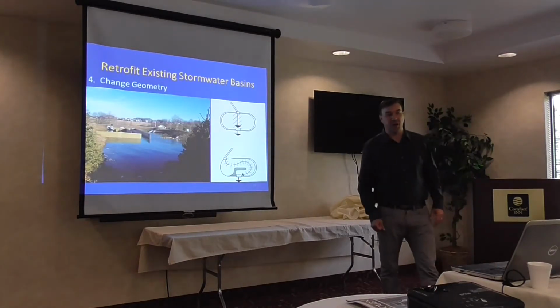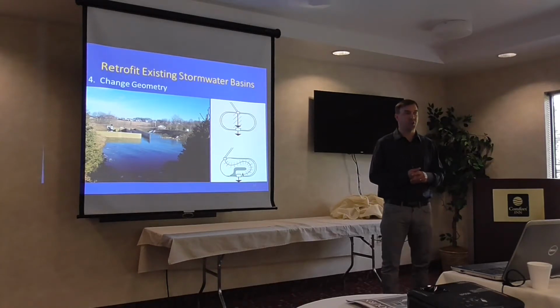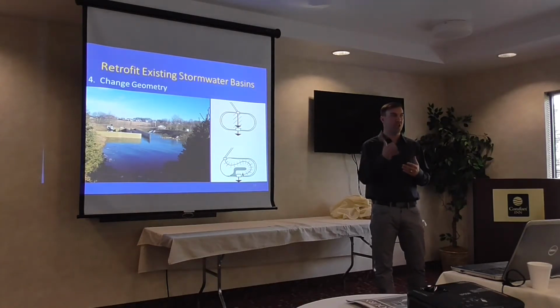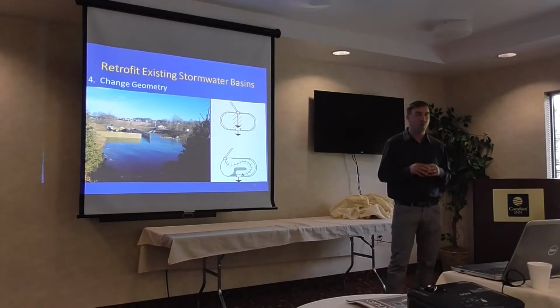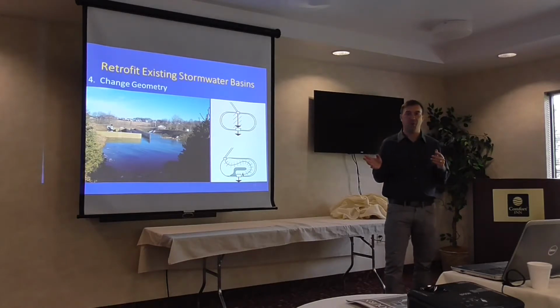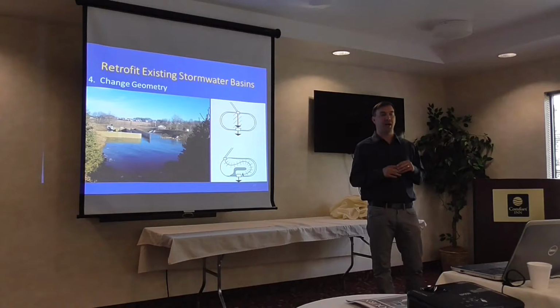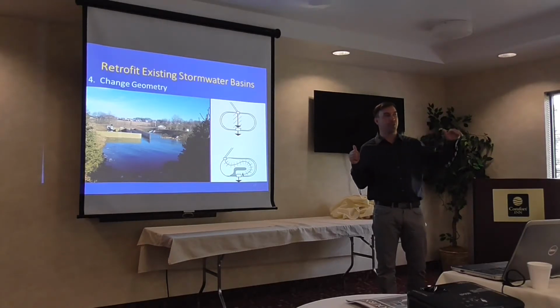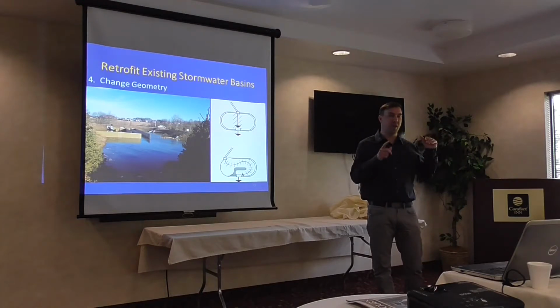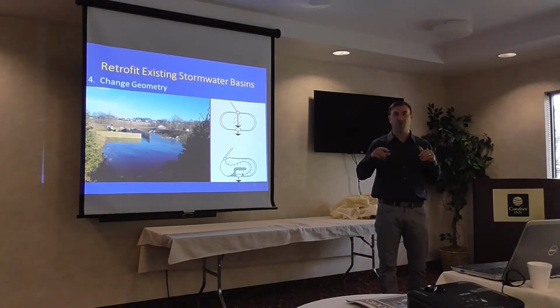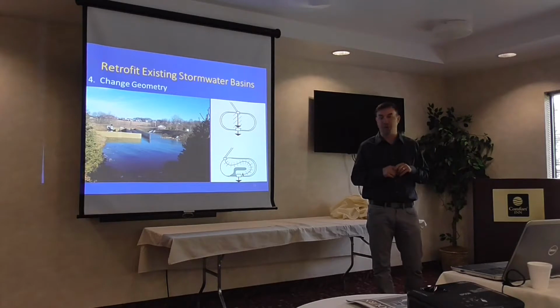The other one to think about is changing the geometry of it. We looked at some of these, a straight shot, water goes in, water goes out. What we really want is a longer residence time, a longer flow path. So again, looking at that routing, where's the inlet, where's the outlet, how does water travel through this BMP, and can we make it take a longer flow path so it's retained a longer period of time.